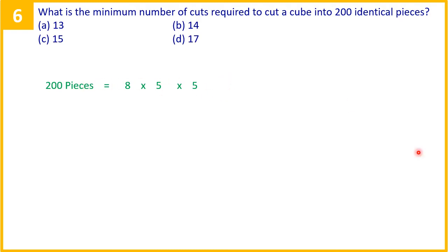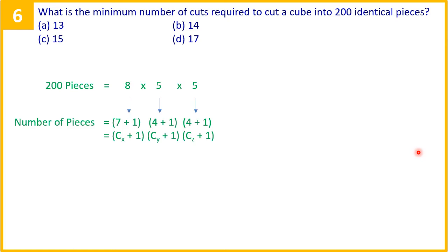Now 8 can be written as 7 plus 1. 5 can be written as 4 plus 1, and another 5 can be written as 4 plus 1. So the number of cuts made in X direction are 7, in Y direction are 4, and in Z direction are 4. So the minimum number of cuts required to cut a cube into 200 pieces are 15. Option C is the right answer.